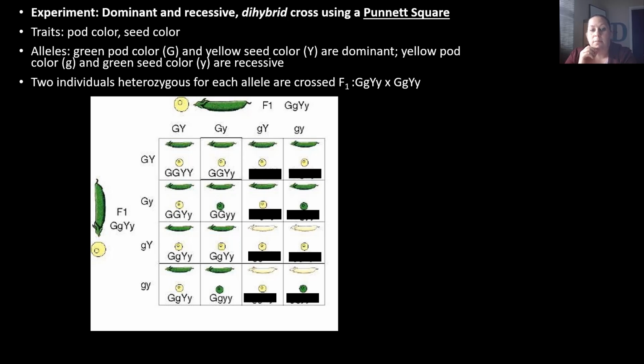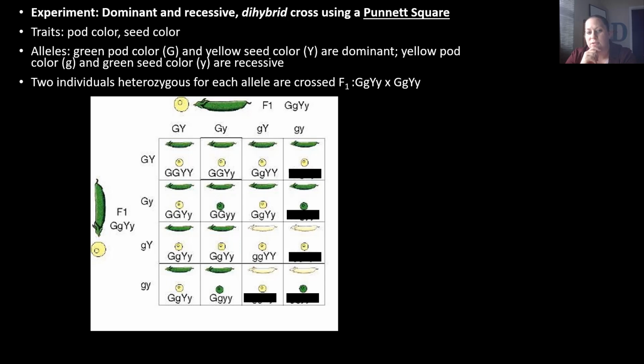You also see in the third box, you have big G, big Y, little y, so it's still green and yellow. But in the last box, you see big G, little y, still green, but green seeds. So you see how we're starting to see some differences? In the next row, we have big G, big Y, still green and yellow. We have big G, big Y, little y, green and yellow.